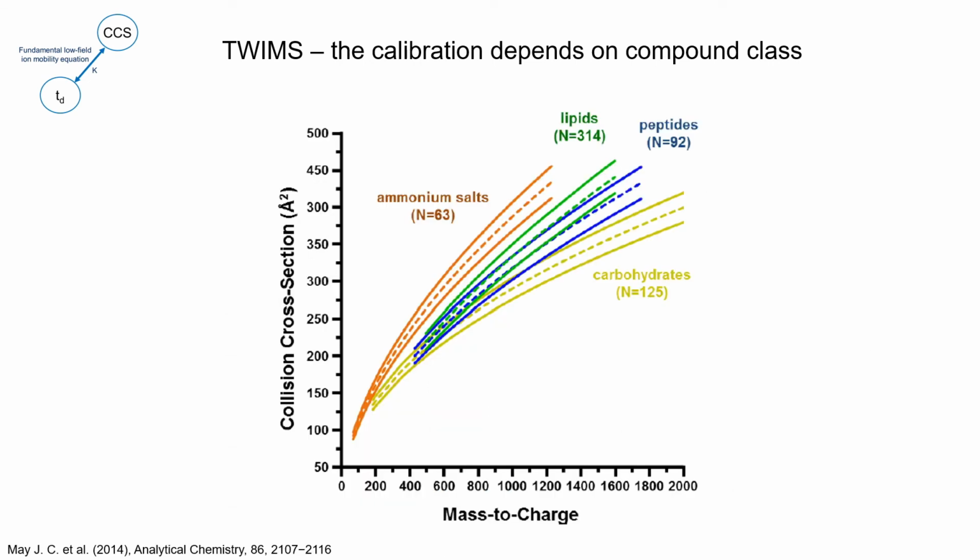And the relation of the CCS with the mass to charge ratio and the dependence on the chemical class is not a surprise. I have taken this image from a paper of McLean group where we can easily visualize the relation CCS mass over Z that can be described by different power law equations according to the chemical class.